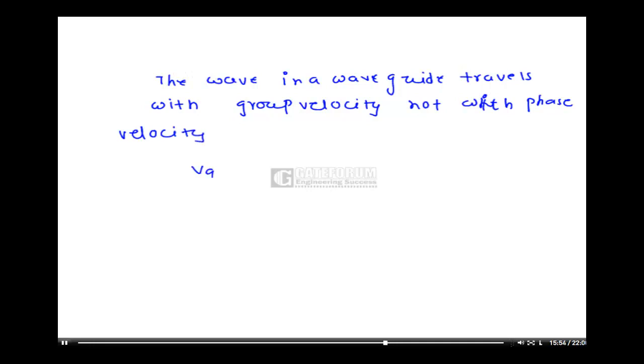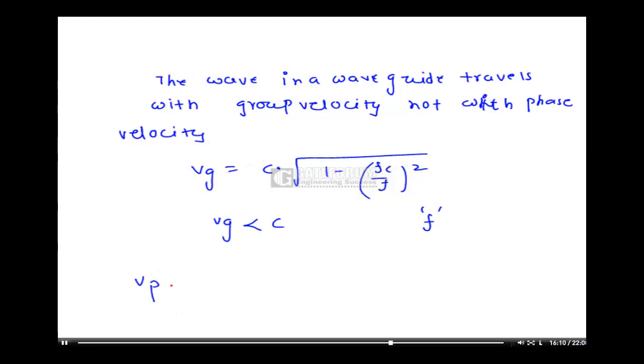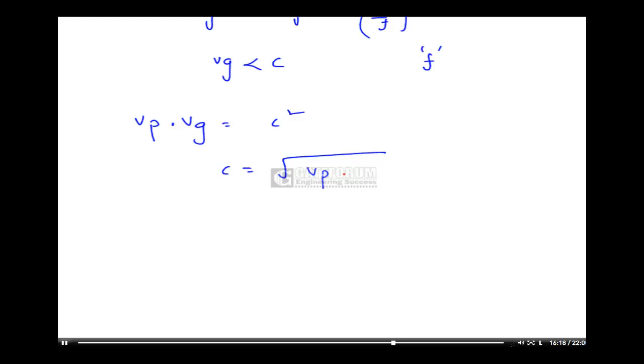The group velocity is given by Vg is equal to c into square root of 1 minus (fc by f) whole square. Vg is always less than c for a given value of f. Phase velocity into group velocity is given by c square. That is, c is equal to square root of phase velocity into group velocity.